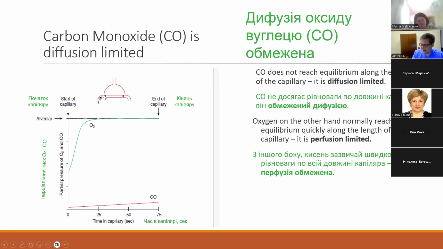But if you look physically at the capillary, how fast this equilibration happens is displayed in this graph here. On the y-axis, we have the partial pressure of oxygen, and on the x-axis is the time spent in the capillary. You can see that the oxygen goes from deoxygenated to oxygenated relatively quickly, within the first third or so of the capillary under normal conditions.